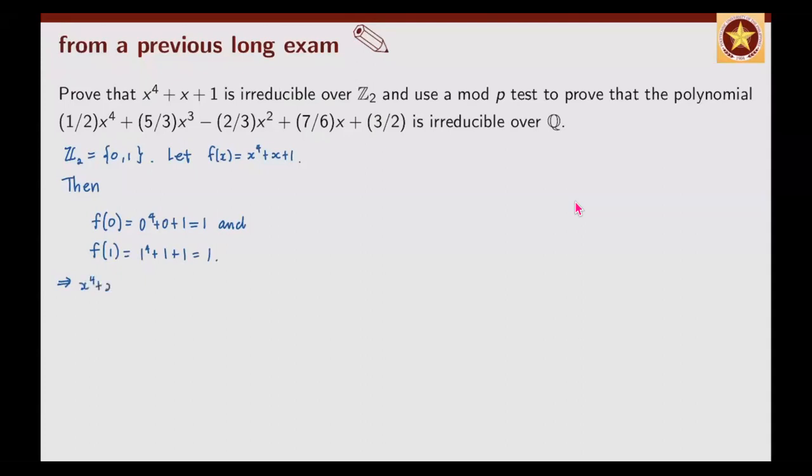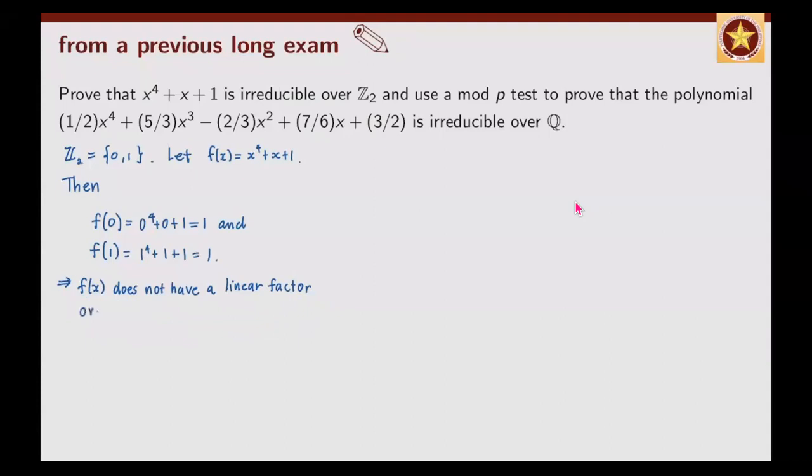So this only shows, by the factor theorem, that this polynomial f of x, ang tanging mako-conclude lang natin is that it does not have a linear factor. This is the only thing that we can conclude for now. It is because wala siyang root, kasi kung nagkaroon ng root, by the factor theorem, it will have a linear factor. But it doesn't have a root over Z sub 2. So it doesn't have a linear factor.